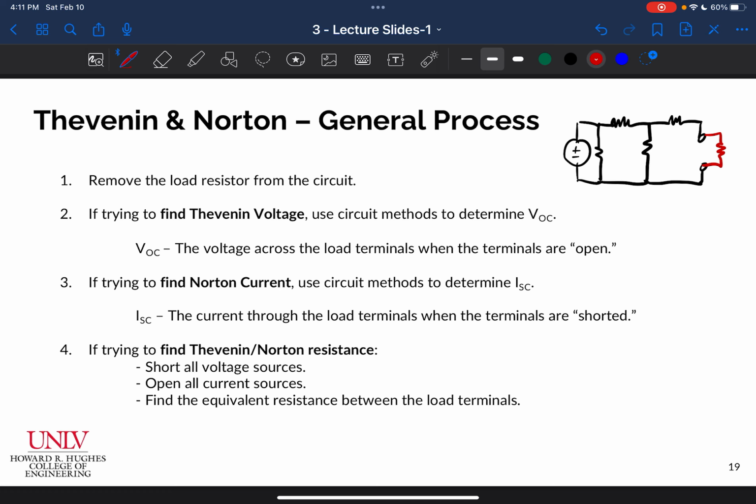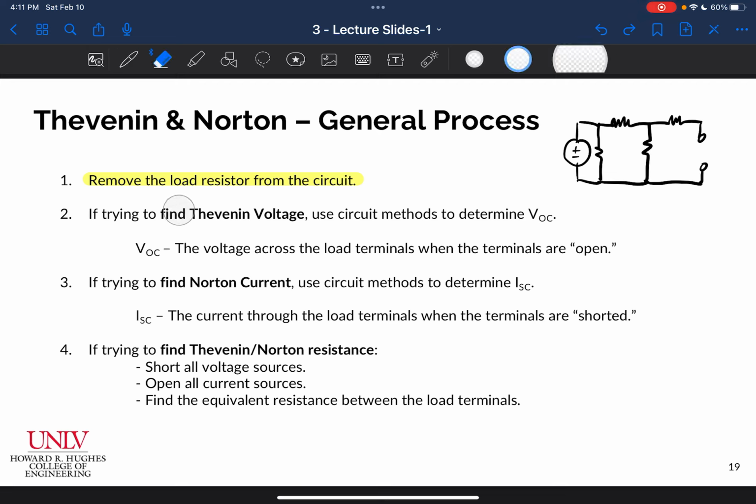Okay, and so again, Thevenin and Norton is meant to analyze what is the voltage and the current through my load, given that I keep changing my load out. So we're not interested in the load resistor for the equivalent, so we take it out of the circuit. That's the first step here: remove the load resistor from the circuit. Okay, we take it out. So I had a resistor connected here, I just took it out. Okay, that's step one.